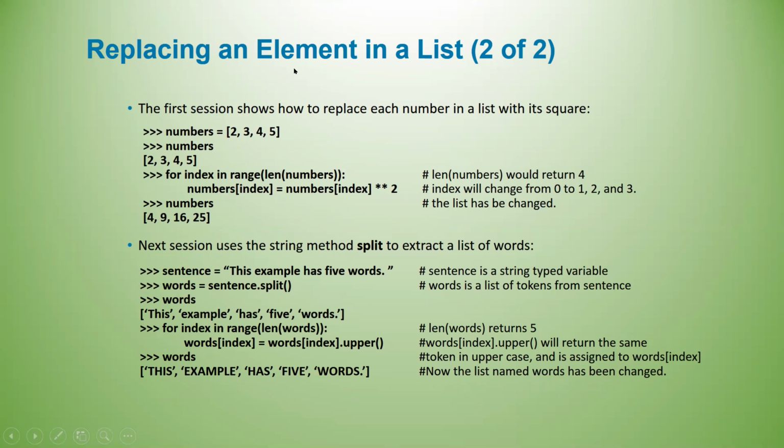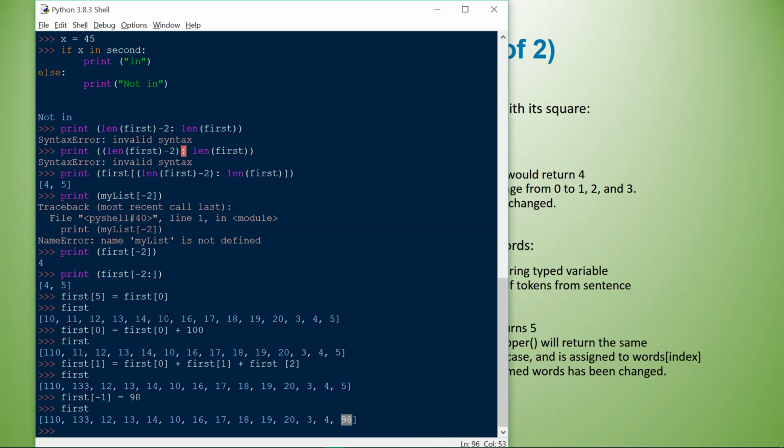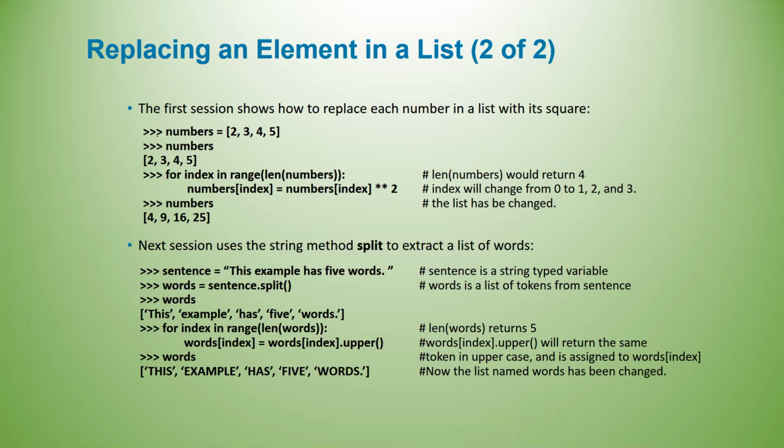Now let's look at replacing an element in the list. Let's look at this. This is a list, and we did several exercises here, so this comes as no surprise. That's a list, numbers, and if you print it out, it's this. So here we are using a for loop, for index in range, len numbers. What does this give you, everybody? What does this give you?